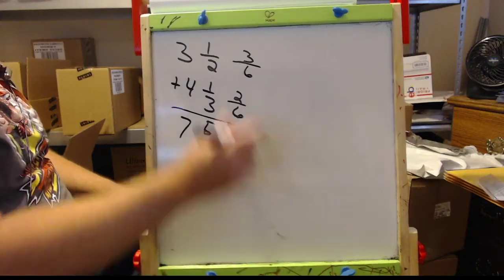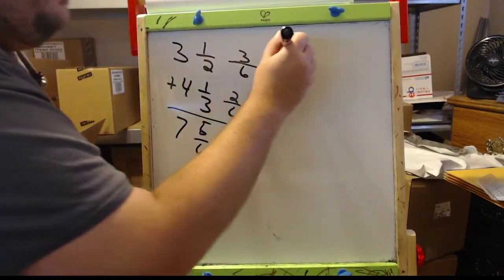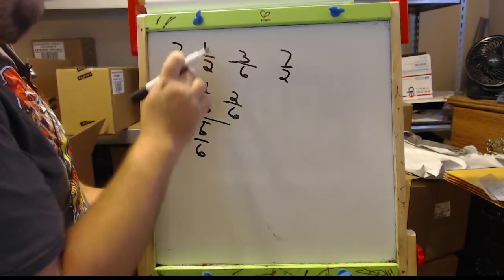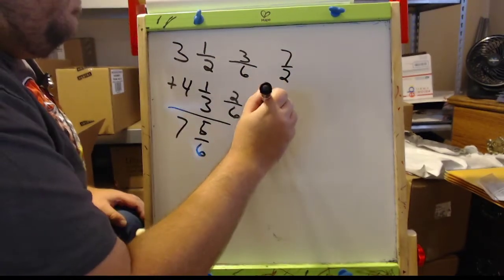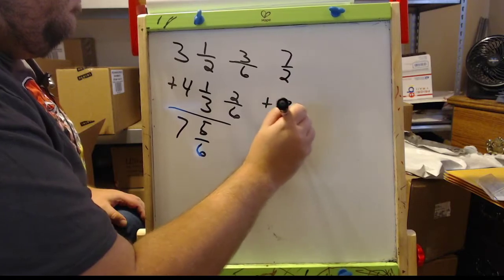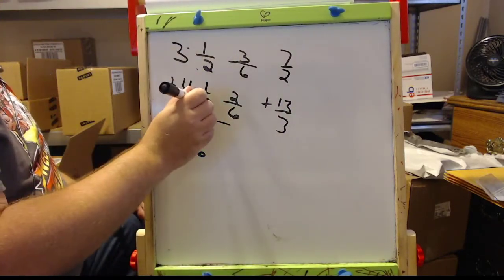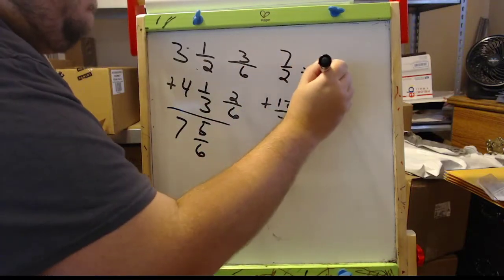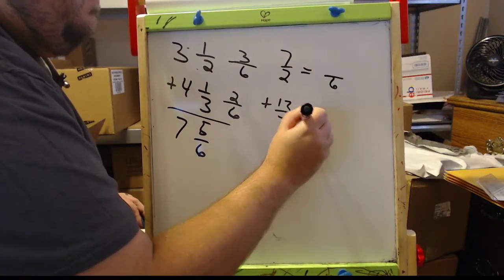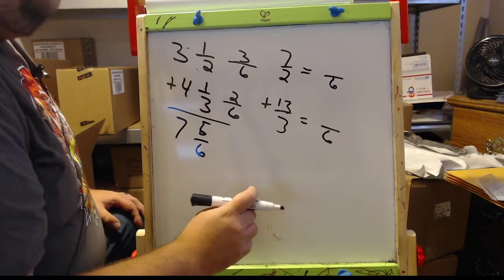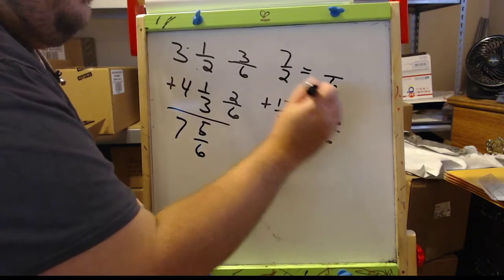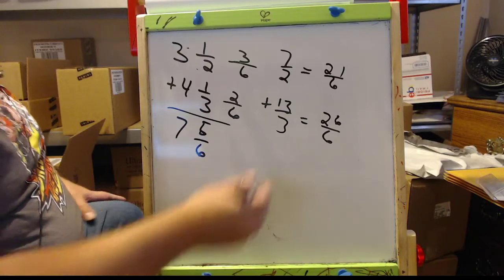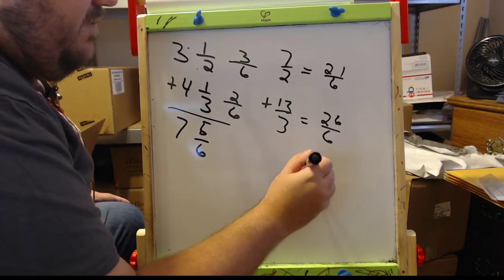Another way is to turn the mixed numbers into improper, where I'm left with 7/2 plus 13/3. Okay. This times this plus this, times this plus this. Find your least common denominator again, 6 and 6. 21/6, 26/6. Okay. Add them together. 47/6.